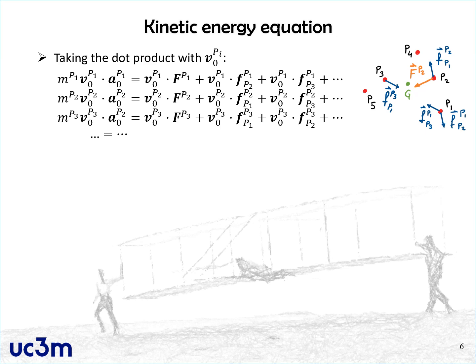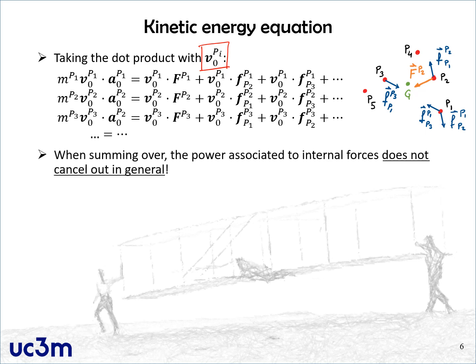Finally, there is one more thing that we can do with our family of equations, which is to dot them with the velocity of each point particle. This is what we have done here to the equations as you see them. Now, the important thing is that what you have on the right-hand side, which is the power associated to the external forces and to the internal forces, in this case, the contribution of the internal forces does not cancel out in general. We can have internal forces that exert net non-zero work on the system of particles.